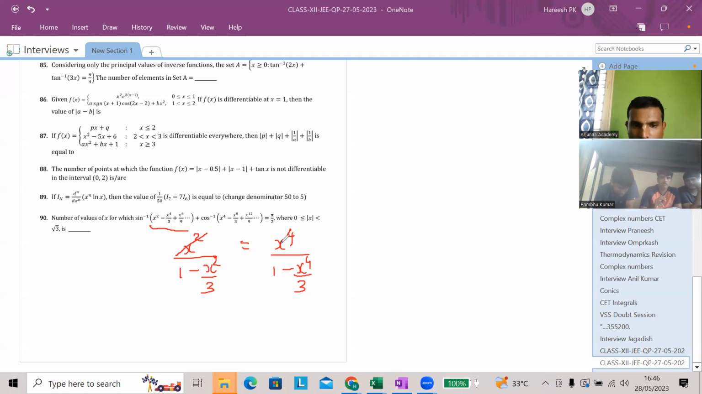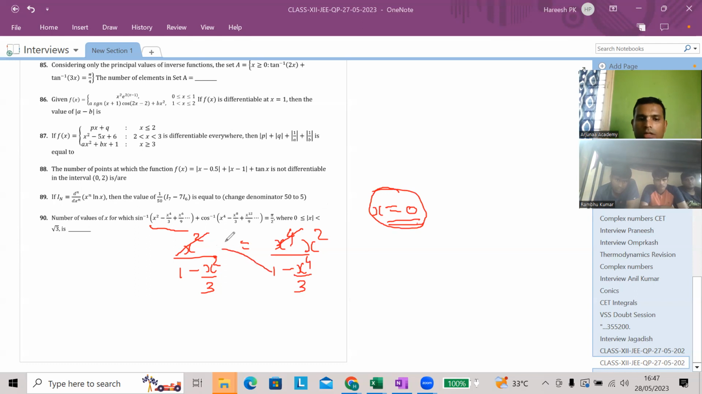Of course, here x square will get cancelled, but when you're cancelling, you are eating away one solution. Which is that solution you're eating away? X equal to 0. That is also one solution. When you're cancelling x, you should remember you can cancel, but lastly you should add x equal to 0 as a solution. Okay. If you don't, then you're eating that up.